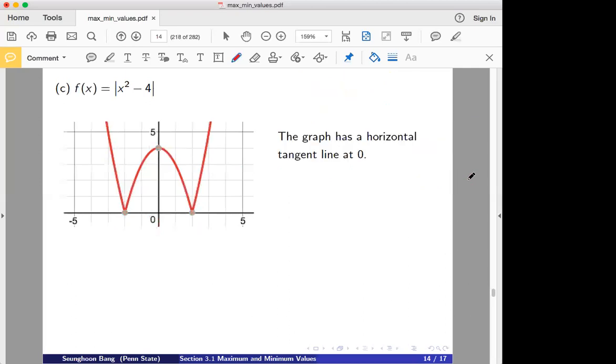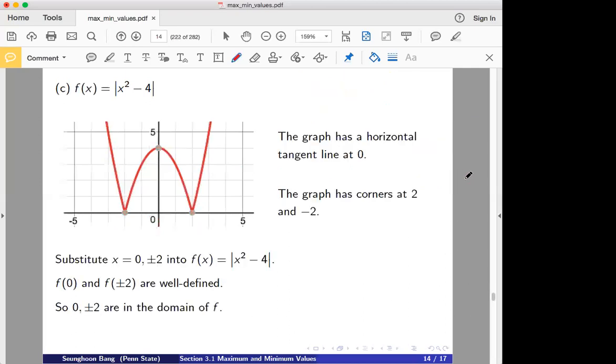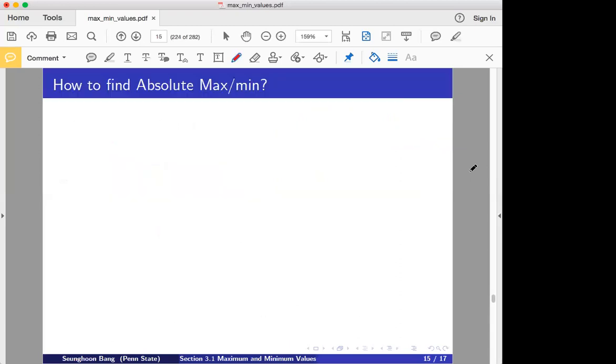So what does it mean? We have 3 critical numbers: 0 and plus or minus 2. Right? So these are the critical numbers. The next one is the last part.